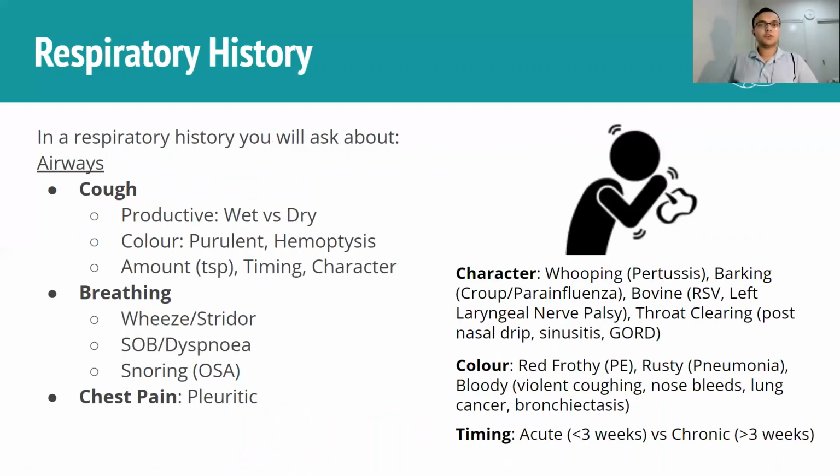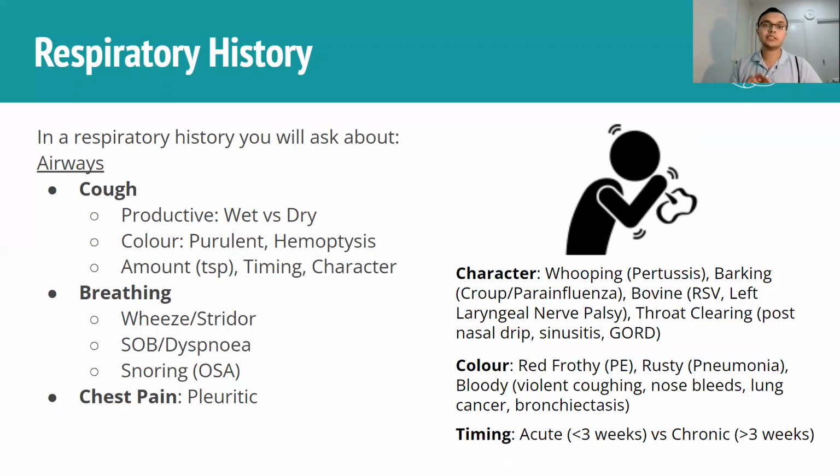All right, so with the respiratory history, we start off in the airways. And in terms of the airways, we can ask about whether or not the patient has a cough. And if they do have a cough, it's important that you figure out some really important details about it. So is it productive? Does it bring up anything with it? If it does, we call it a wet cough. If it doesn't bring anything up with it, we call it a dry cough. So very important to figure that out first.